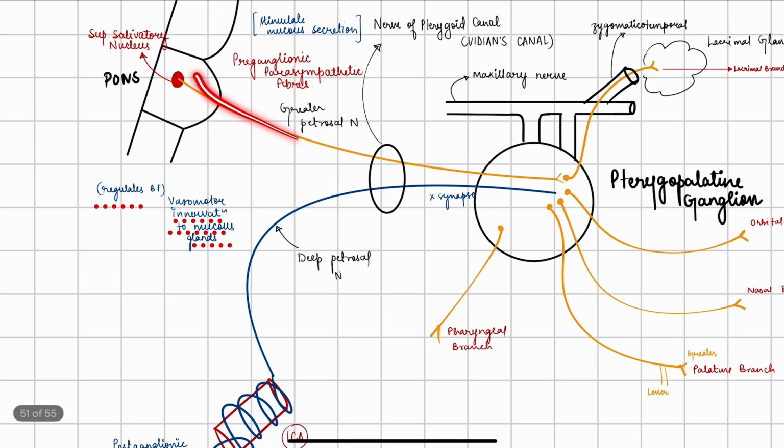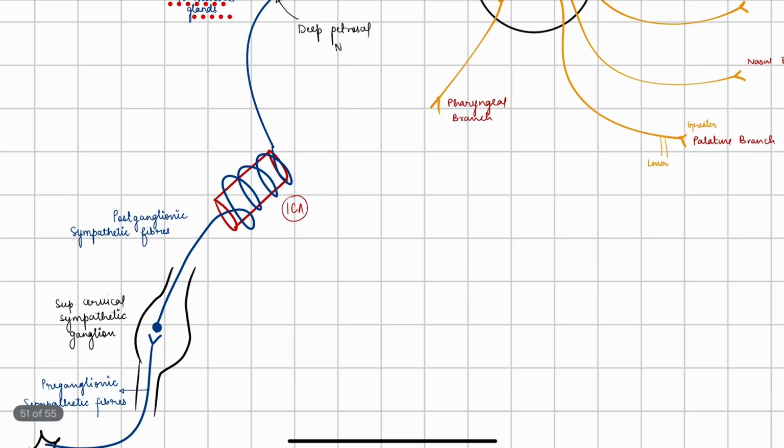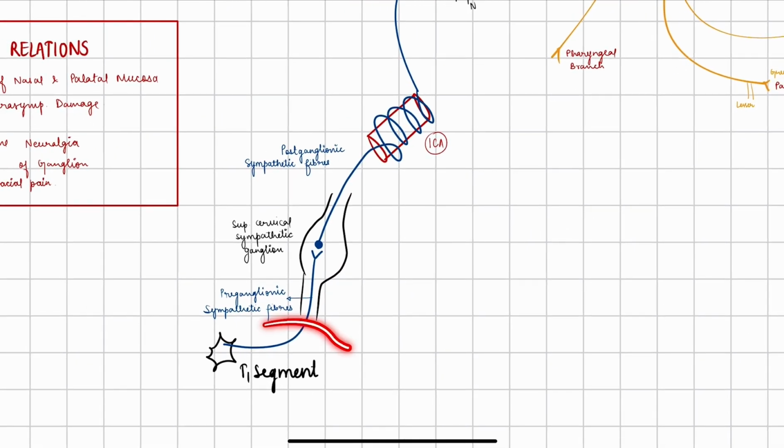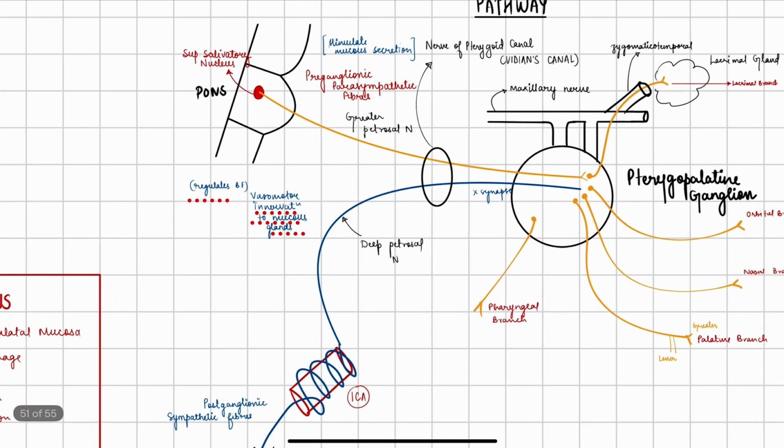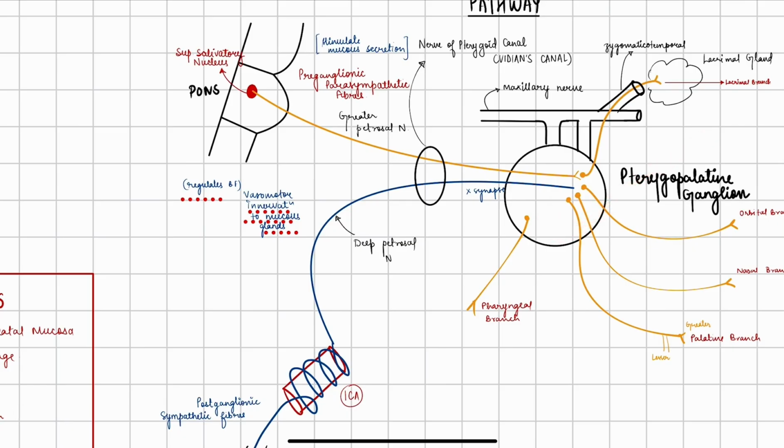Now these are the preganglionic fibers before the relay, and after the relay it is the postganglionic parasympathetic part. So the parasympathetic supply is this one, and the sympathetic supply comes from downwards, from the T1 segment. The preganglionic sympathetic fibers relay in the superior cervical sympathetic ganglion, and here they form a plexus around the internal carotid artery. The postganglionic fibers go through the Vidian canal to the pterygopalatine ganglion. And are they relaying here?